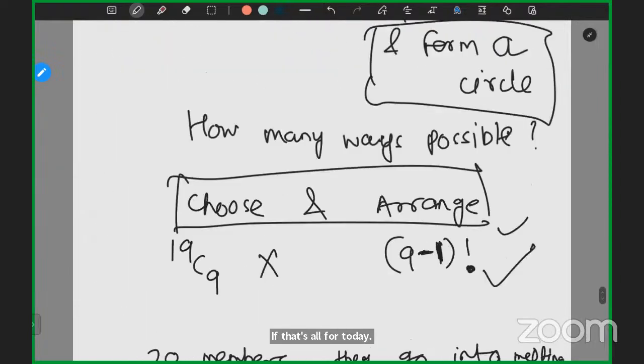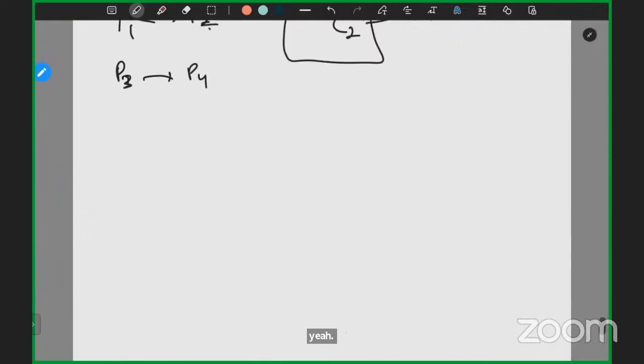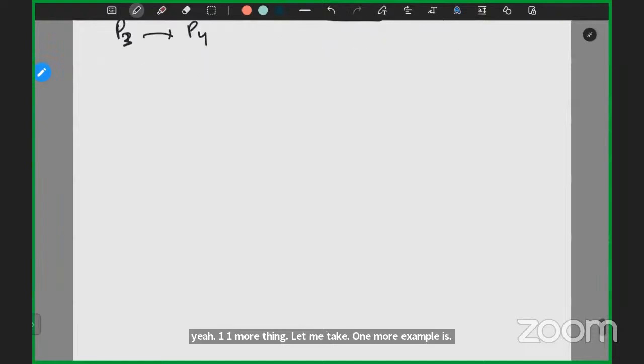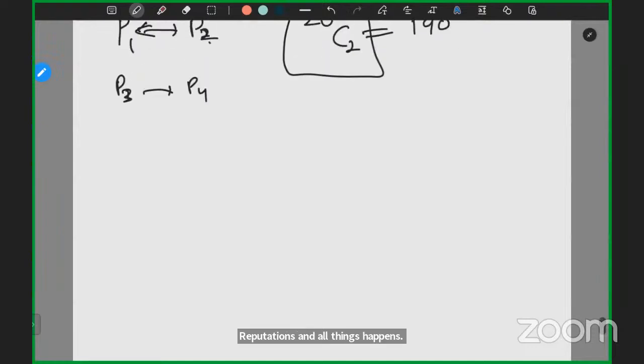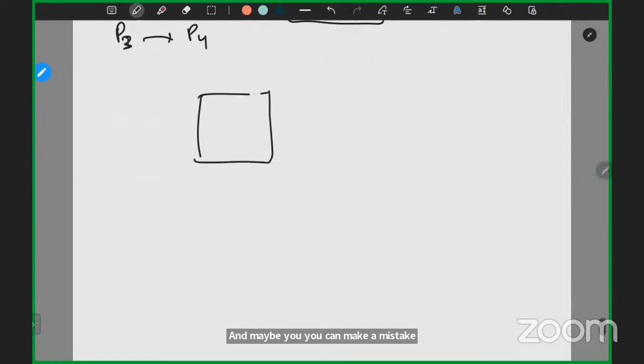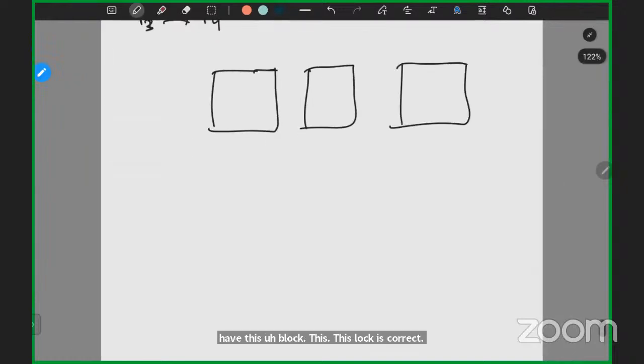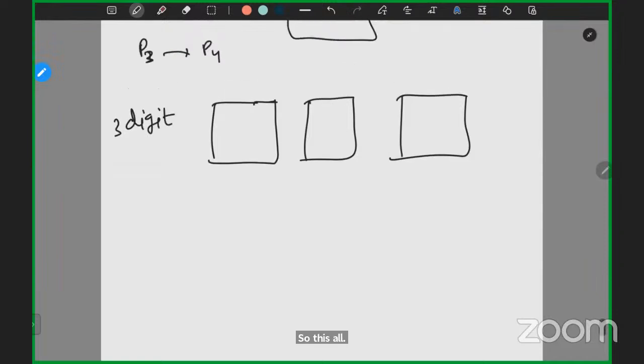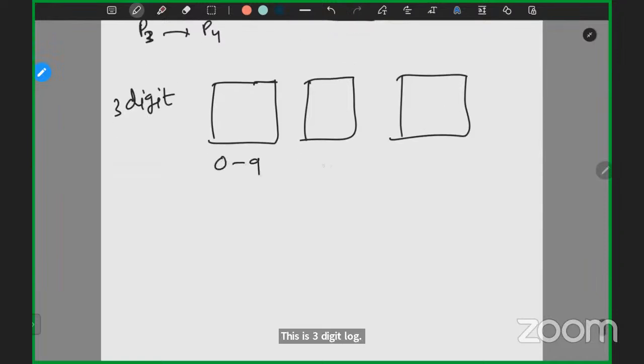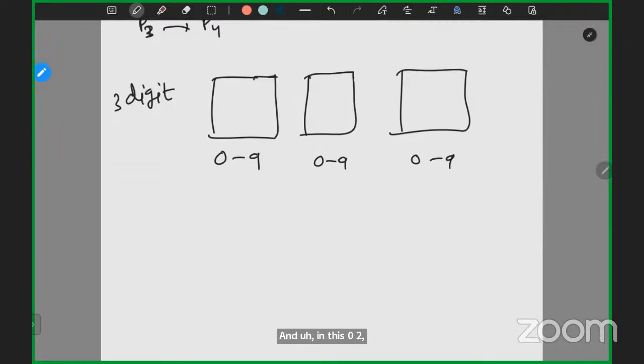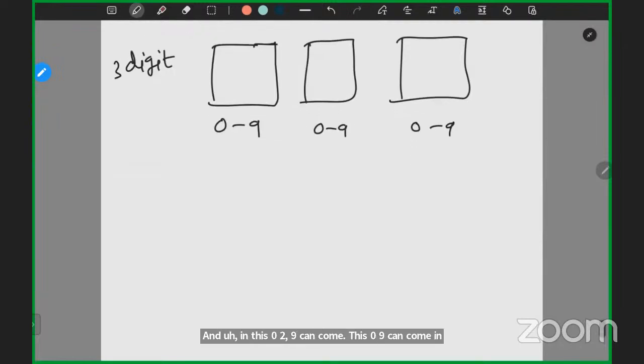Let me take one more example, where repetitions happen and maybe you can make a mistake. Let's say I have this lock. This is a 3-digit lock, and in this place 0 to 9 can come, in this 0 to 9 can come, and in this 0 to 9 can come, right? So how many possible combinations are there? 1000.